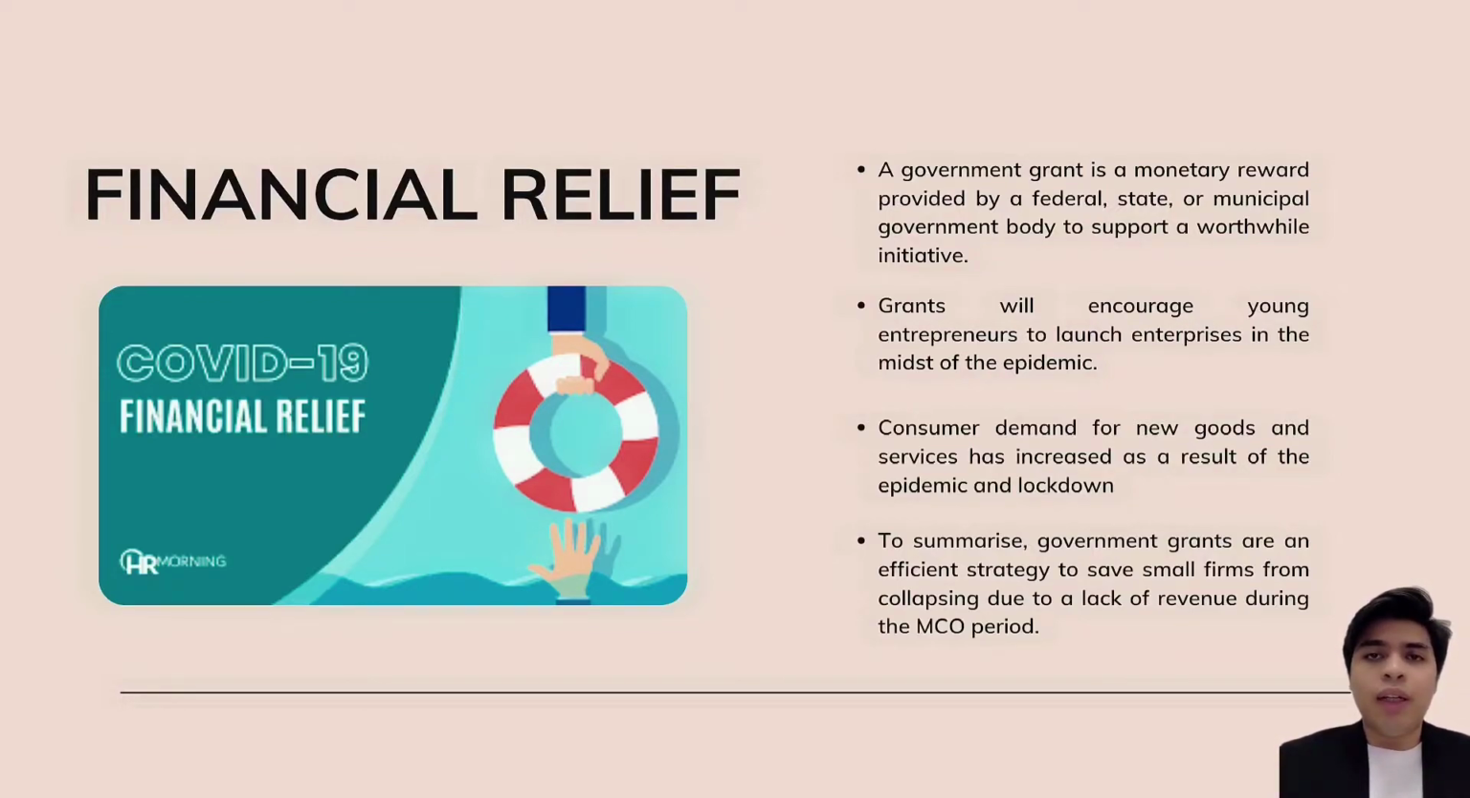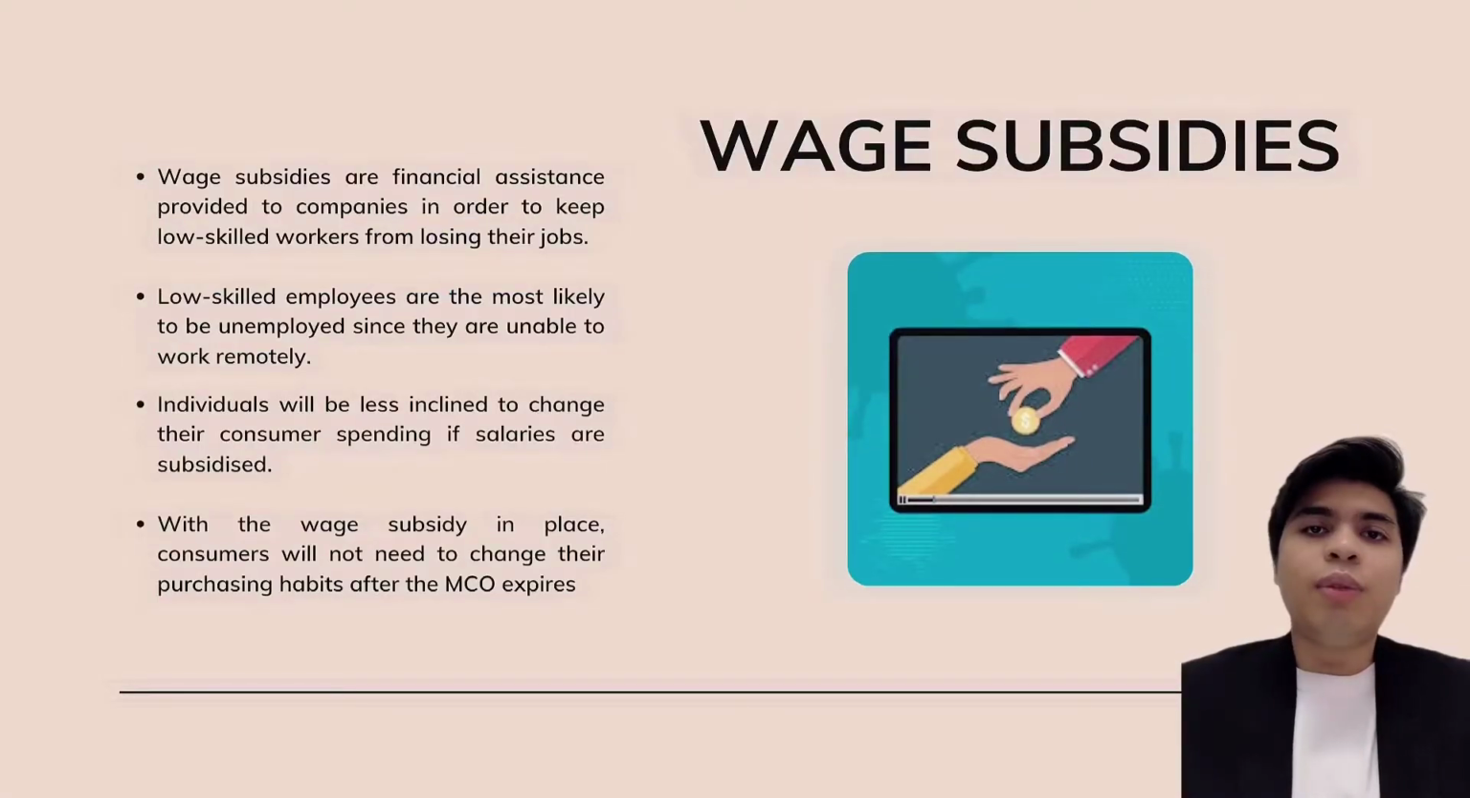To meet consumer demand, SMEs create innovative goods and services. SMEs not only support economic growth in an economy, contributing 6.2% of GDP in 2018, but they also create job possibilities, accounting for 66% of employment in Malaysia. To summarize, government grants are an efficient strategy to save small firms from collapsing due to lack of revenue during the MCO period. Small firms in Malaysia seek urgent assistance to balance operational expenses without laying off employees or reducing salaries. The next one is wage subsidies.